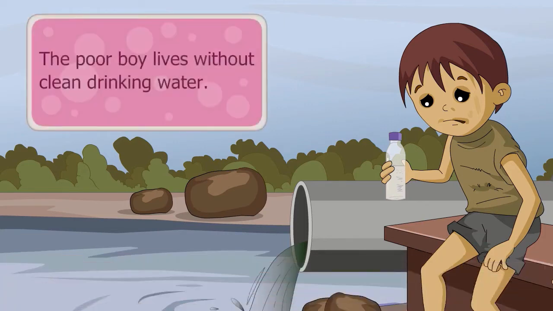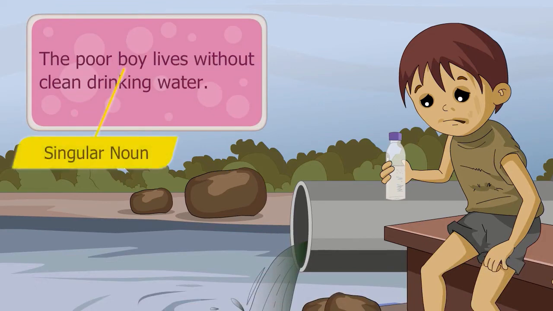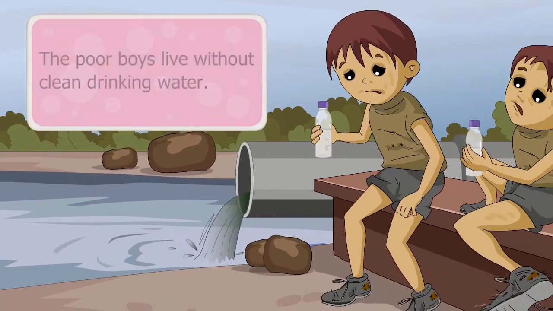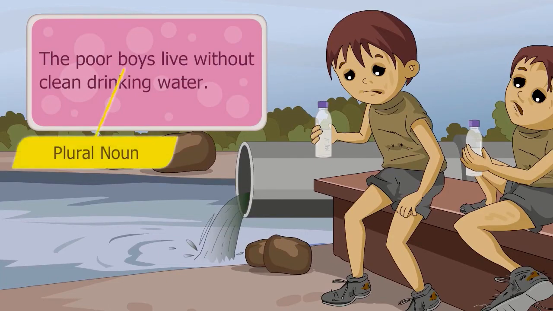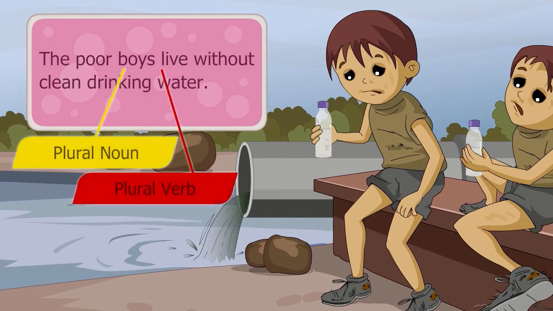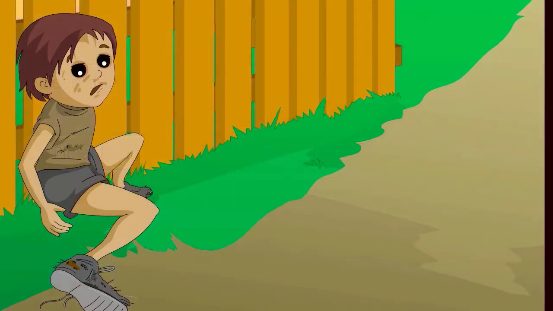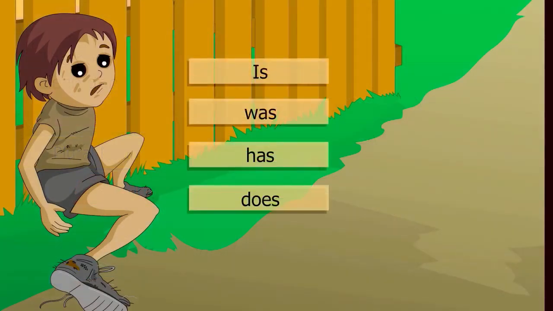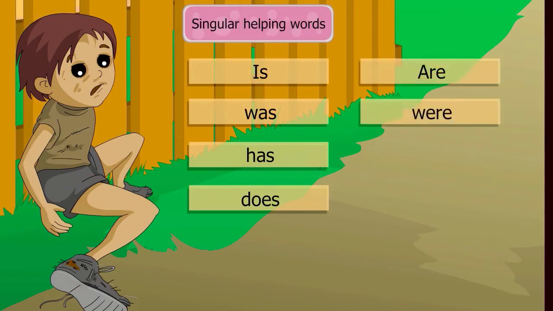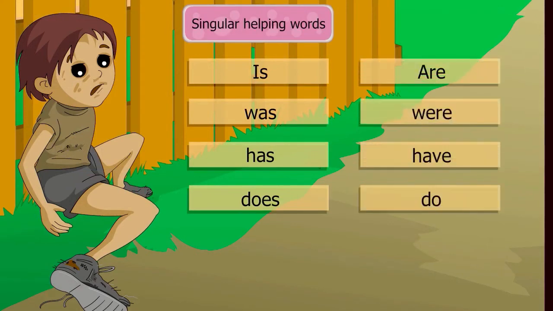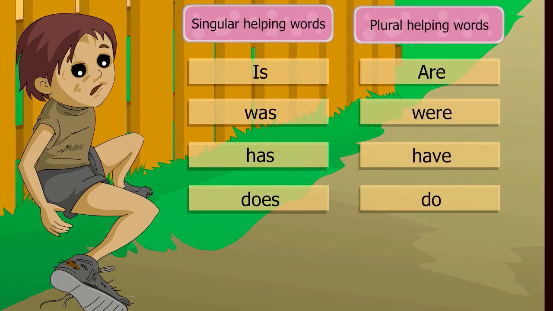For example, the poor boy lives without clean drinking water. The word boy is a singular noun and the word lives is a singular verb. The poor boys live without clean drinking water. The word boys is a plural noun and the word live is a plural verb. In the case of helping verbs, is, was, has, does are used for singular main verbs. Are, were, have, do are used for plural main verbs.